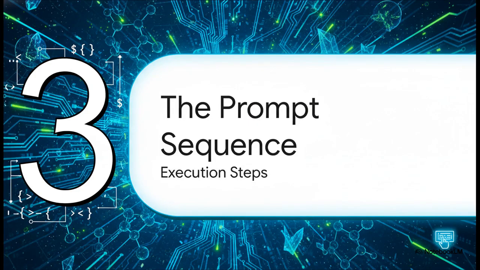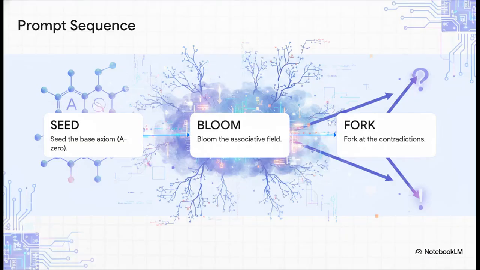Section 3. Executing the prompt sequence. Let's get into the how-to. All right, position yourself at the terminal. Here's your literal step-by-step execution sequence for prompting the framework. You initiate the sequence by seeding your base axiom, what we call A0. Next, you prompt the system to bloom, which lets the Sera processor generate this massive associative field. Finally, you instruct it to fork wherever the outputs contradict themselves or interpretations become mutually exclusive. Seed, bloom, fork. That is your core loop.